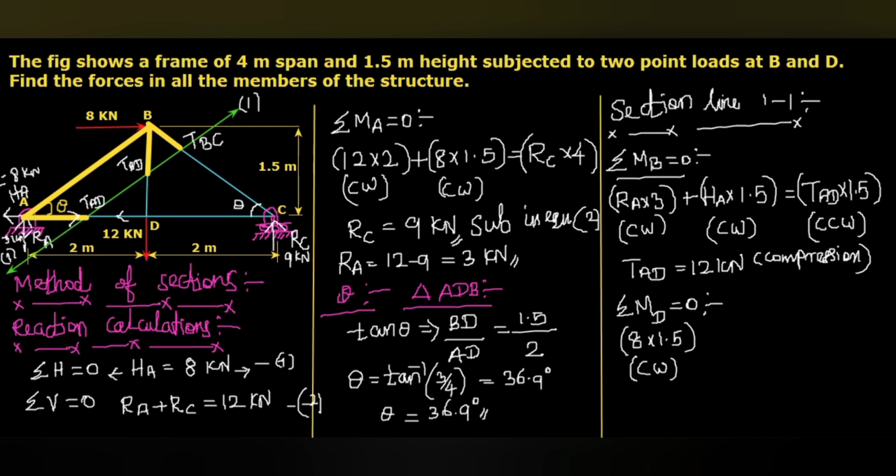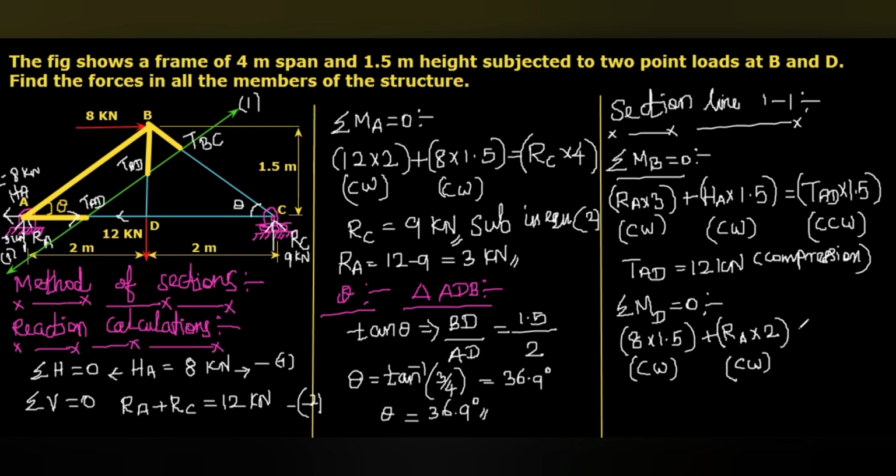From the point D, RA is an upward force. It is acting at a perpendicular distance of 2 meter from the considered point D. So RA multiplied with the distance 2, and that is in clockwise direction. So plus RA. The value of RA we know is 3. So RA multiplied with the distance 2, this is also in clockwise.